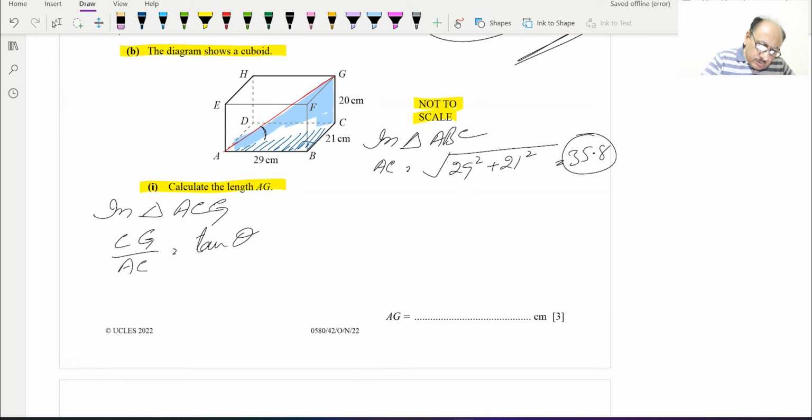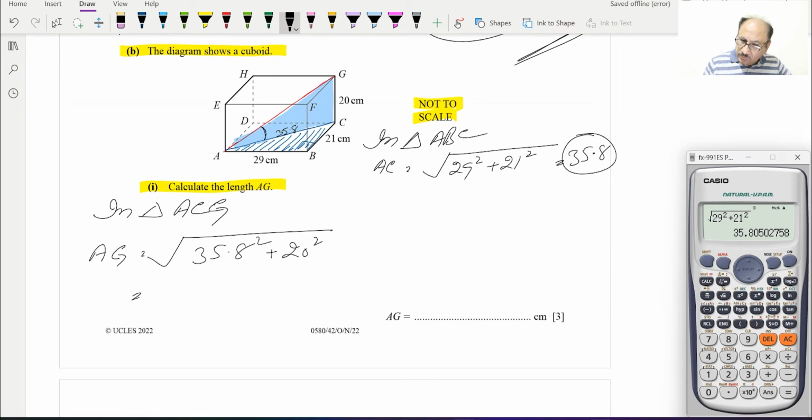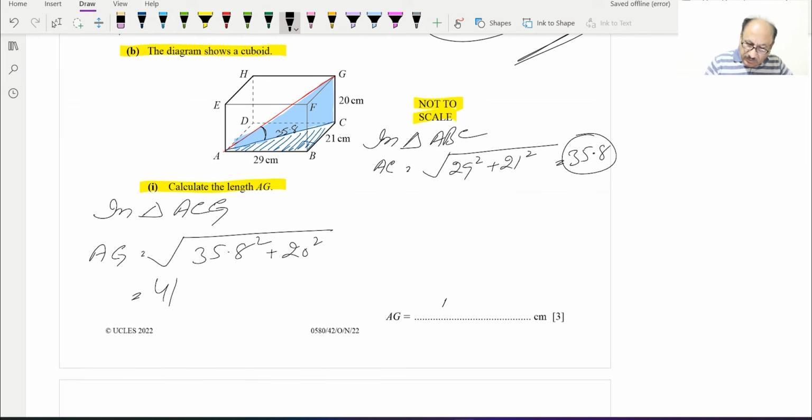Pythagoras theorem we need to apply for this one. So what we will do, we'll apply Pythagoras theorem on this triangle. So one side is, we will write AG is equal to square root of 35.8 squared plus 20 squared, and this is equal to 41. So the length will be 41.